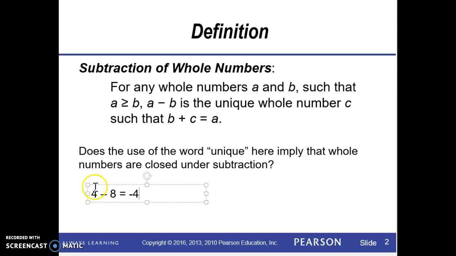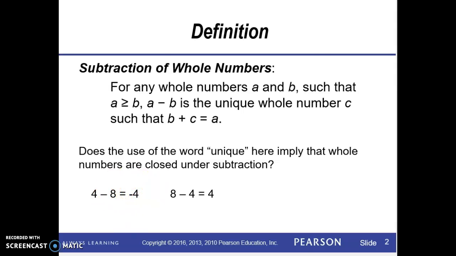Notice that the a value that I have here is not greater than the b value. So if I put it with a minus b, where a is larger, then I do get something in the whole numbers. I'm going to get that to be equal to +4, which is a whole number. So with this restriction, we could say they're closed, but in general, the whole numbers are not closed under subtraction because I can't take any two whole numbers and subtract them and get a whole number, as I've illustrated right here.